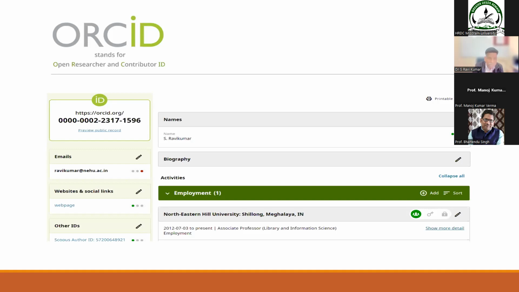So to avoid these things, ORCID ID helps. Okay, this is a unique identification number. The way we get a roll number or a registration number in our colleges or universities, because no two people will have the same roll number or registration number, in the same way no two people will have the same ORCID ID. So try to create a unique identification for yourself so that it helps you to stand out in the larger crowd. If two Ravi Kumars are there, if two Manojs are there, if I put my ORCID ID, they will say these are the papers of Ravi Kumar from NEHU, and these are the papers of Manoj from Mizoram University. Okay, so that is the idea.